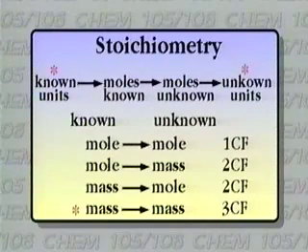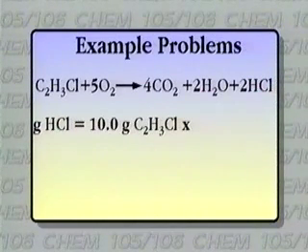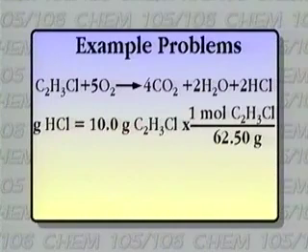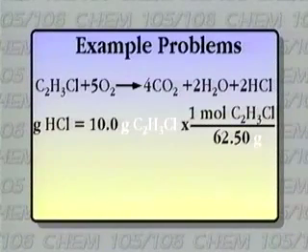So looking at this one and setting it up, actually the first part of this is the same as we just did. Grams of HCl will be equal to 10.0 grams of C2H3Cl multiplied by, we just calculated the mass in the previous problem, so we already have that relationship set, 1 mole of the C2H3Cl over 62.50 grams. And I won't bother to write the whole formula down this time.